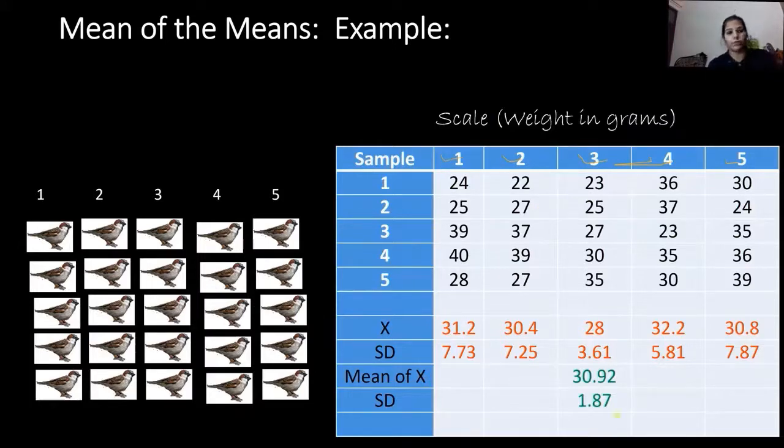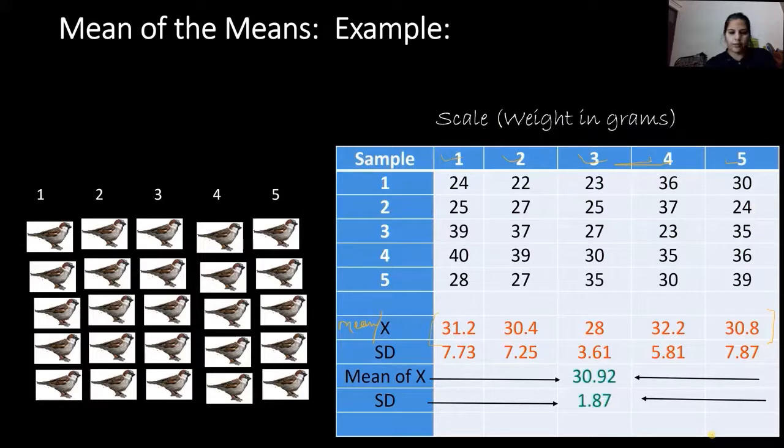But here, as I want to calculate the mean of the means, I'll consider these means as one more sample, and here I'll calculate the mean of the means. For this sample, where values are very close to each other, the mean is calculated as 30.92 and its standard deviation is calculated as 1.87.